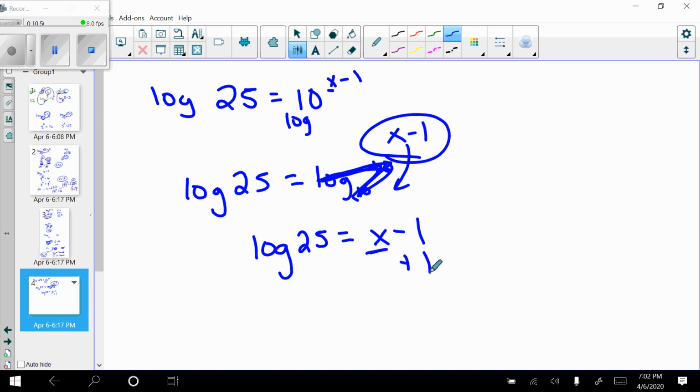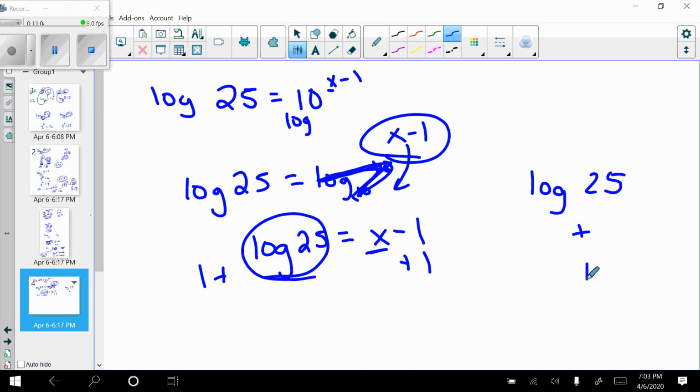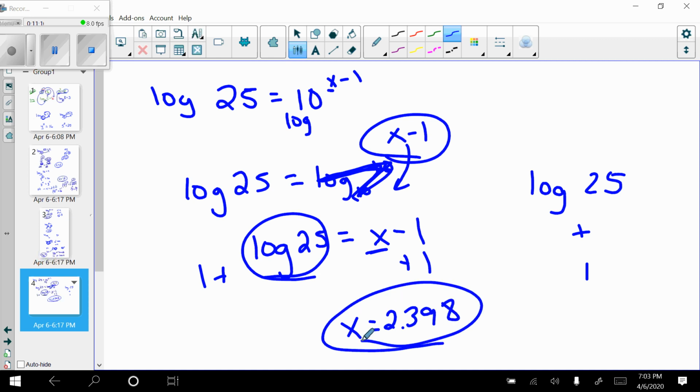So I'd add 1. And like I said, you can put this in the calculator, the log button on the calculator. So you're going to hit log, then 25, and then add 1 to it. And your answer, when you do that, you should get x equals 2.398. So make sure you can try that, practice using that in the calculator.